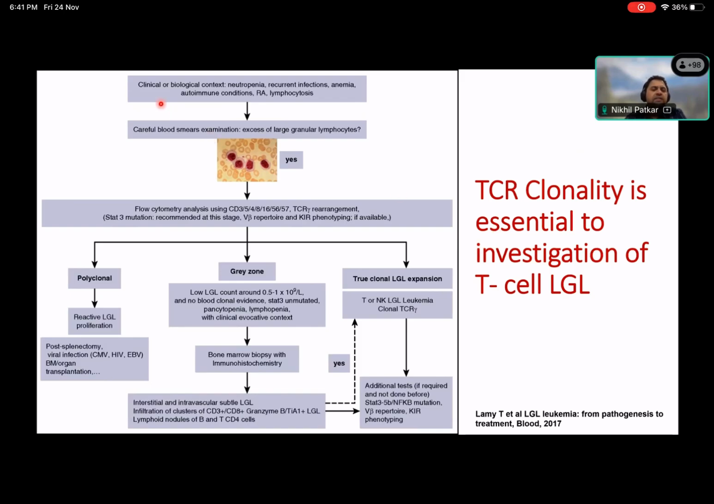So in the context that the patient has anemia, neutropenia, as well as recurrent infections and lymphocytosis, you can see on the peripheral blood film some large granular lymphocytes are there. You then need to perform flow cytometry to show that there is a T cell population clone, and then do a T cell clonality testing to show the presence of an abnormal clone. So what is T cell clonality testing?